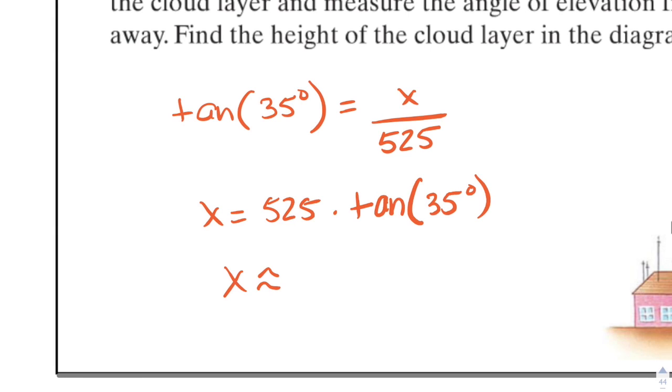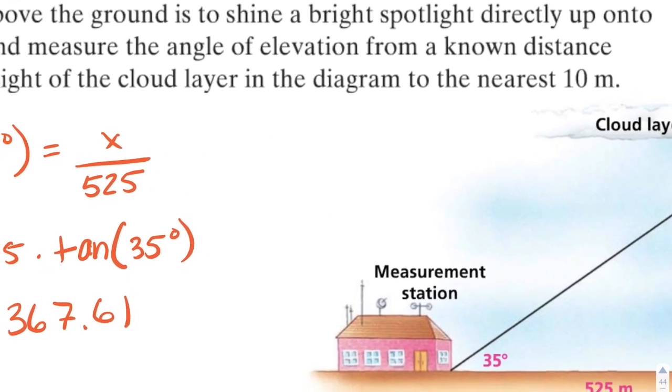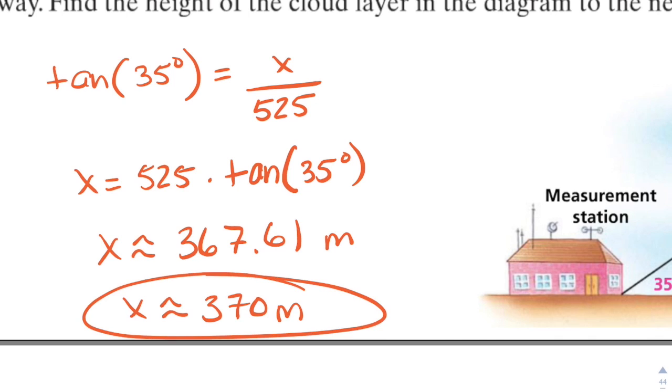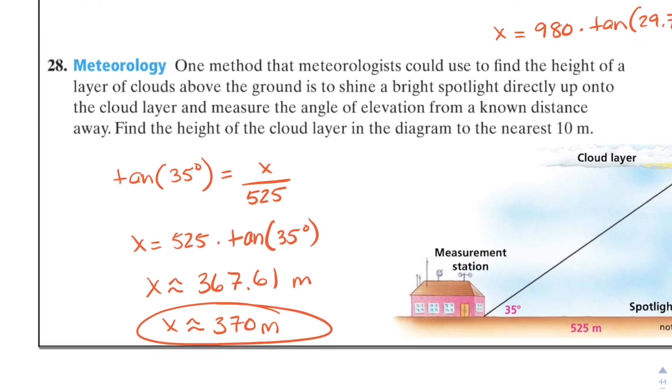x approximately equals 367.61. Find the height to the nearest 10 meters. To the nearest 10 meters, we're going to round it to 370 meters. It's about 370 meters high.